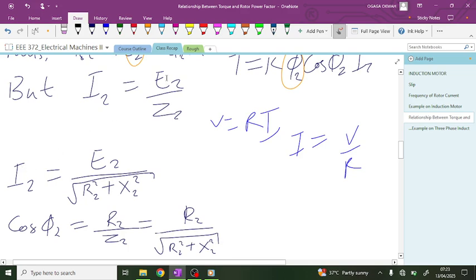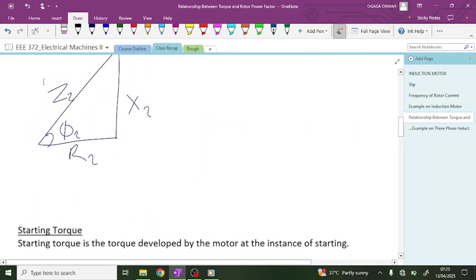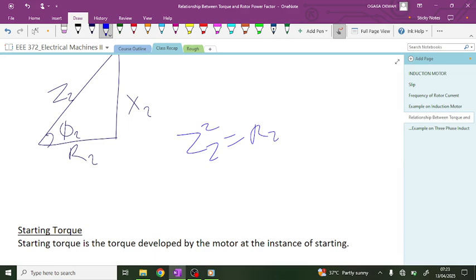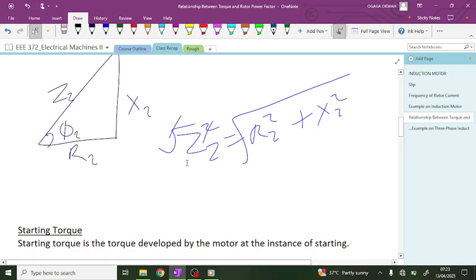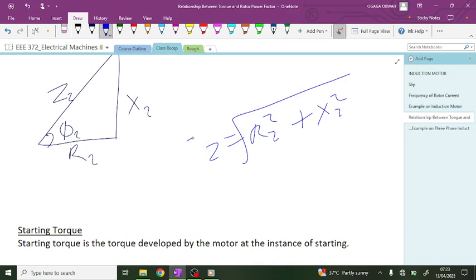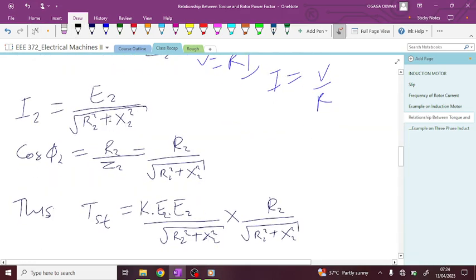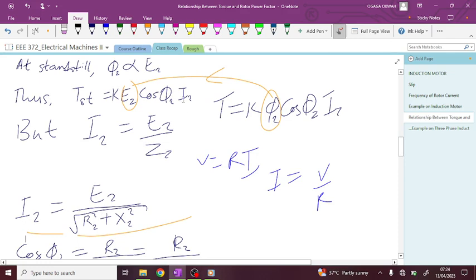So we move down by saying this EMF, and of course our impedance can be found using the idea of Pythagoras. If you use the Pythagoras theorem, you have this, and once you do this, you have this. So we can replace the impedance by everything here, and this is for I2. That means in the formula for starting torque, we can place everything here in place of I2.